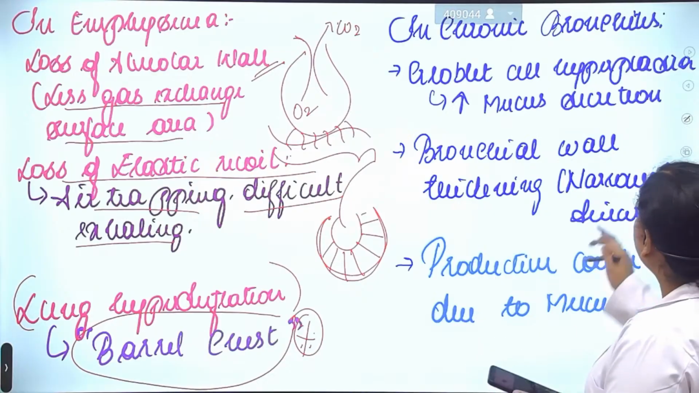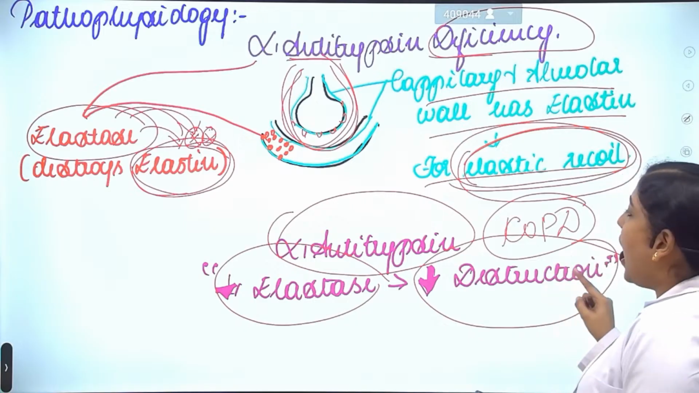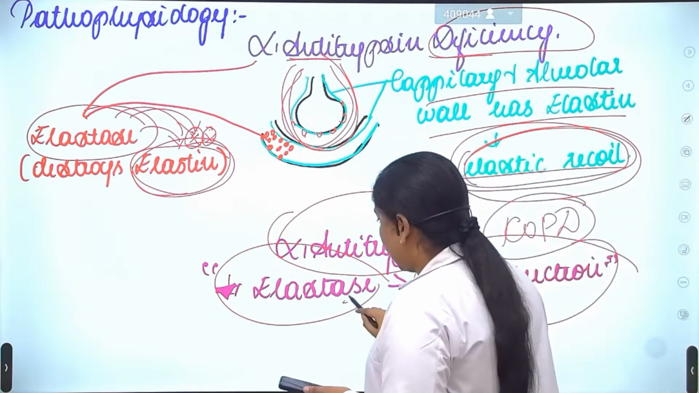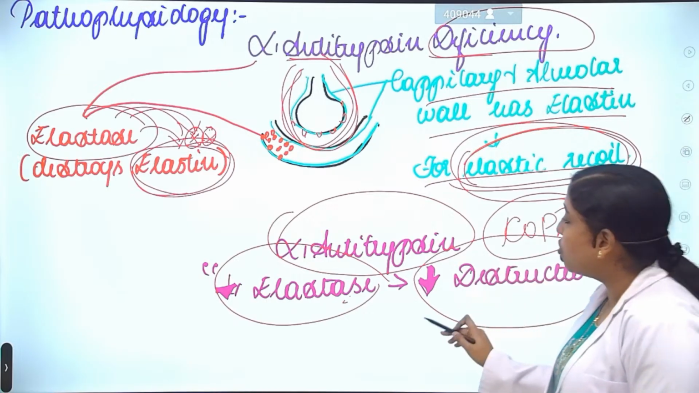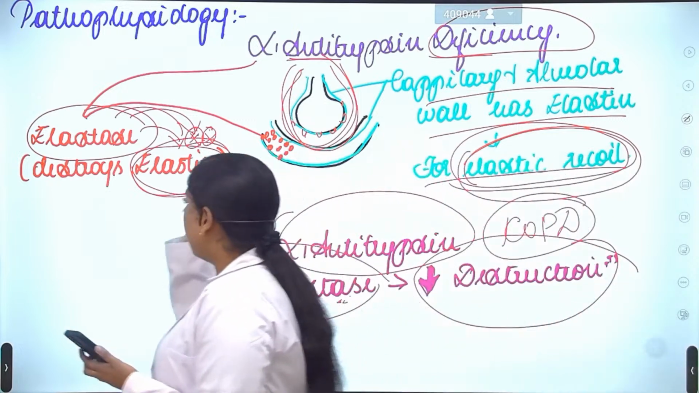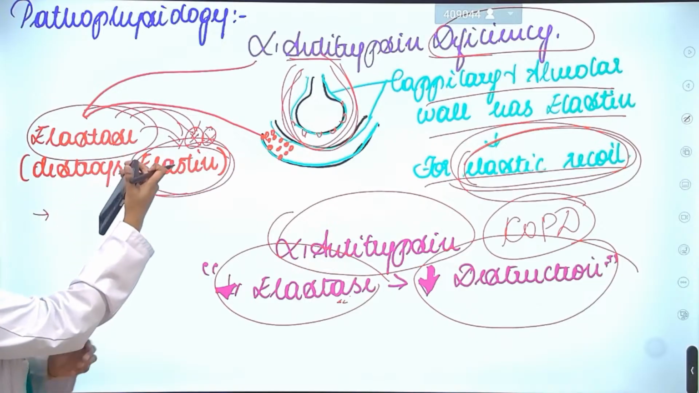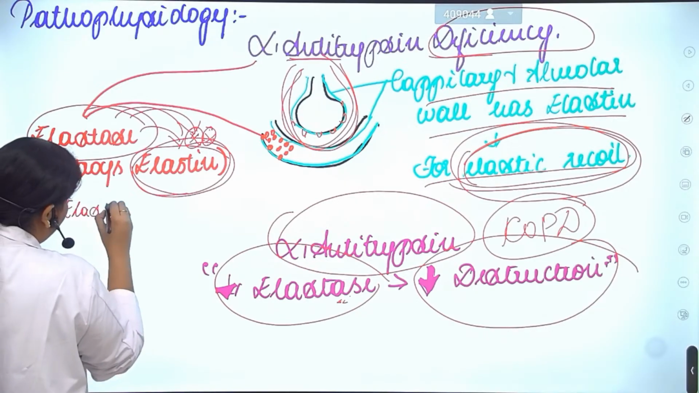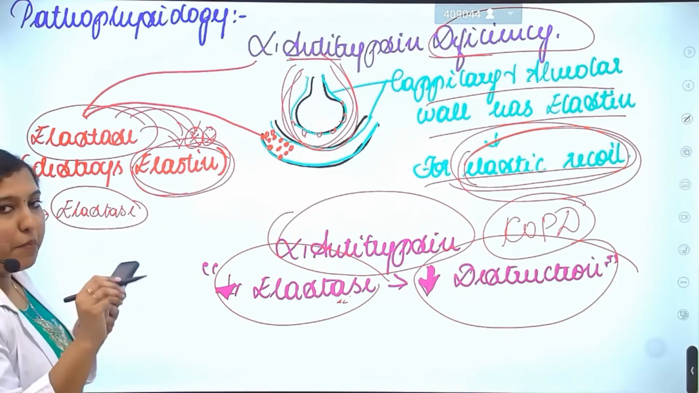So what is the role of alpha-1 antitrypsin? Normally, alpha-1 antitrypsin reduces the elastase. Let me start from the first. Listen, elastase is the component which is damaging the elastin.